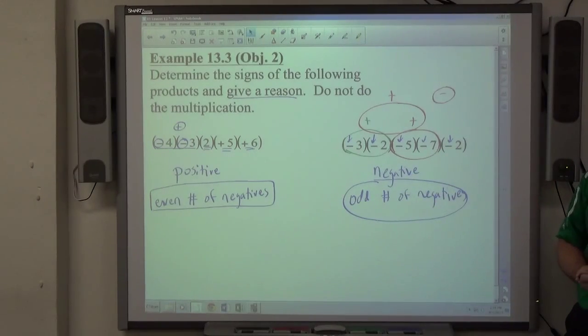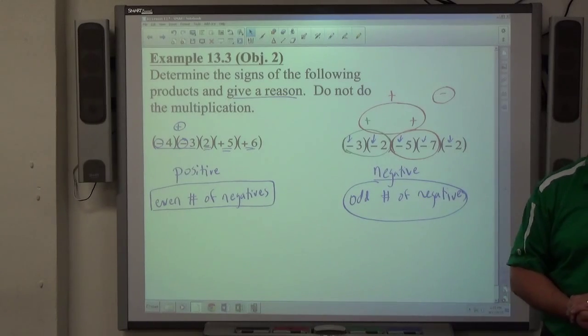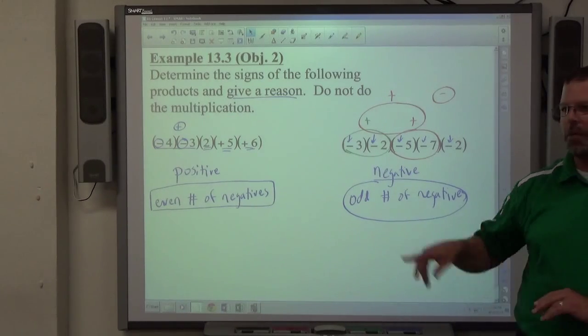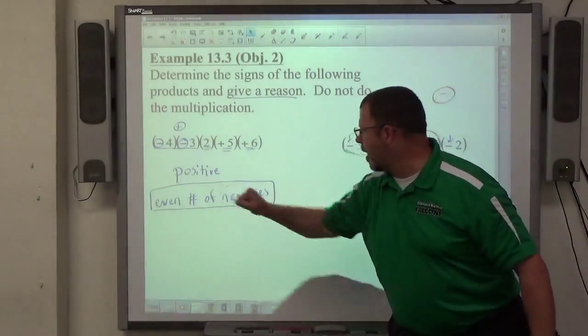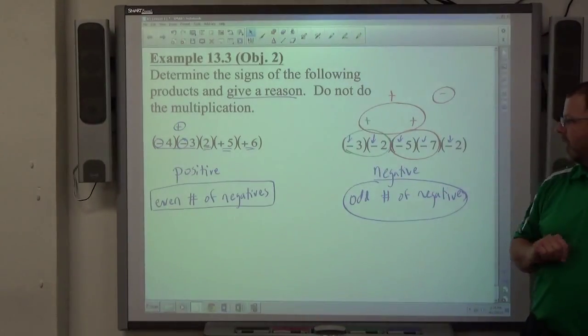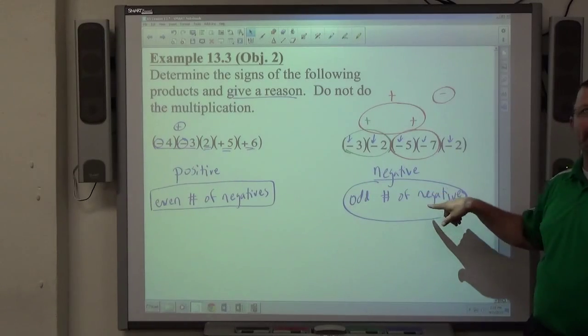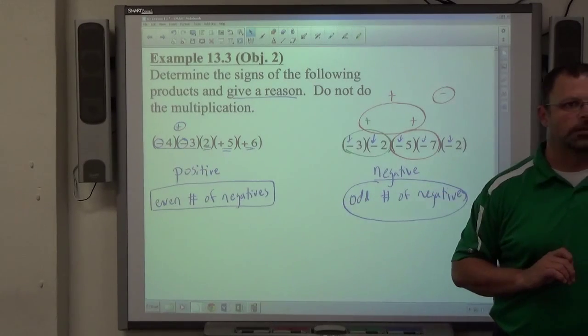Again, the numerical value doesn't matter. If you want to multiply it out because you feel like it, that's fine. I'm looking for negative or positive, and because even number of negatives for positive or odd number of negatives for a negative. Every answer is based on how many negatives there are. It doesn't matter how many positives there are. Okay?